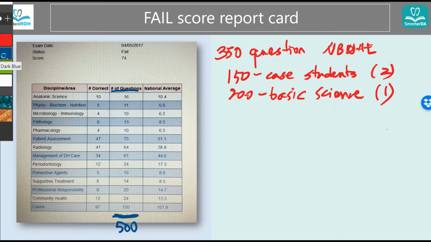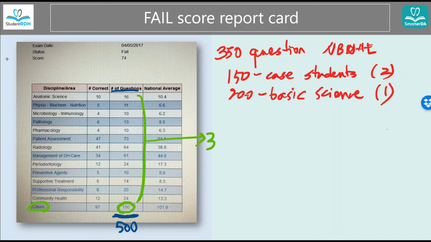What you see over here, except for case studies, the very last one is called case studies, and you see 150 items. If you take those and add them up, you would actually get 350. So what this is telling you is that there are 150 questions in case study. We already know that. And this is the national average, and this is what your score is. I think you understand that part, so let's forget about this.